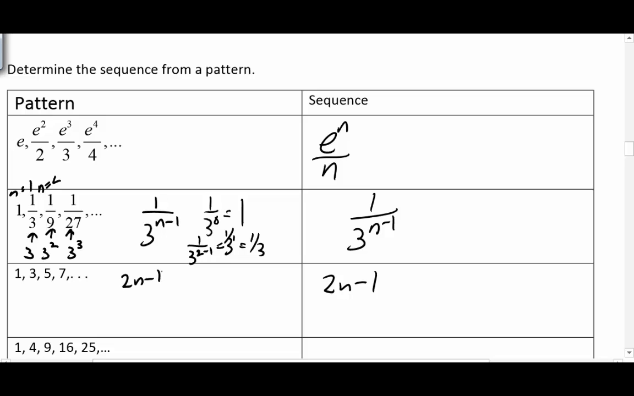Let me go back here and convince you of that. When n is 1, we get 2 times 1 minus 1, which is 1. When n is 2, I get 2 times 2 minus 1, so that's 4 minus 1, which is 3. Okay, n is 3. Again, just to convince you that it does work, 2 times 3 minus 1 is 5. So if you want to generate a sequence that gives you odd numbers, 2n minus 1 is pretty much the guy that's going to get the job done.